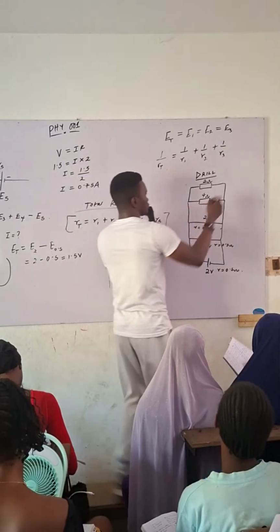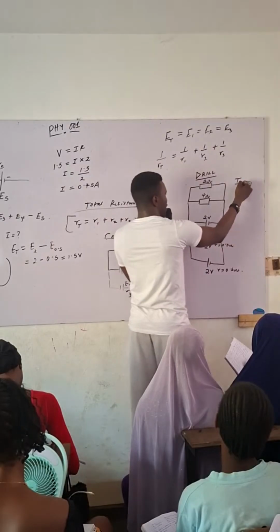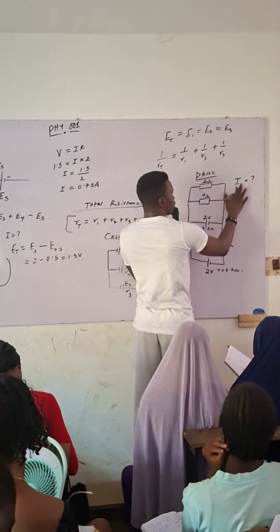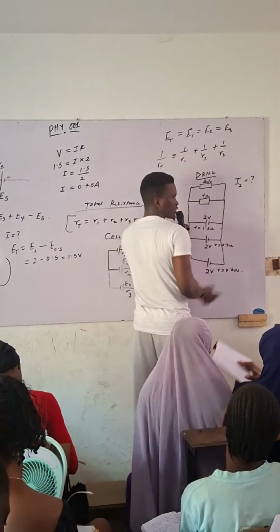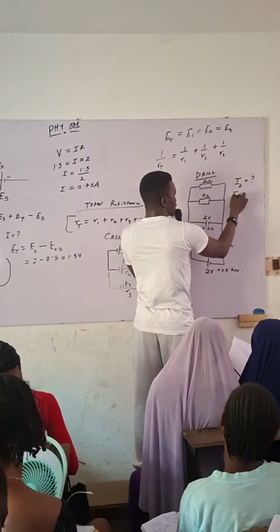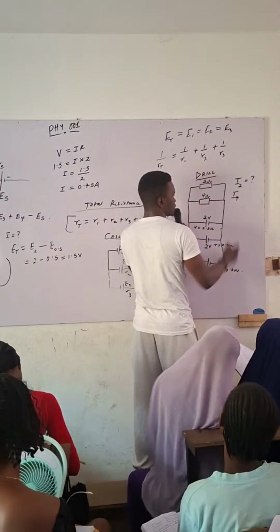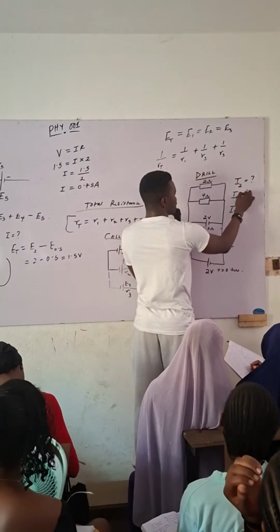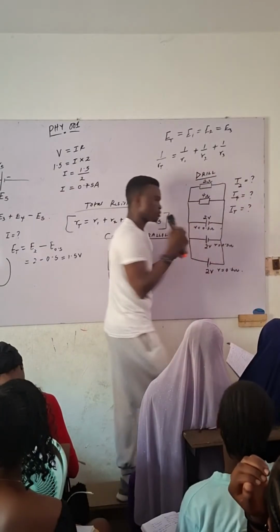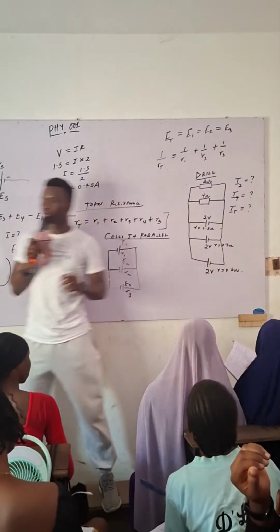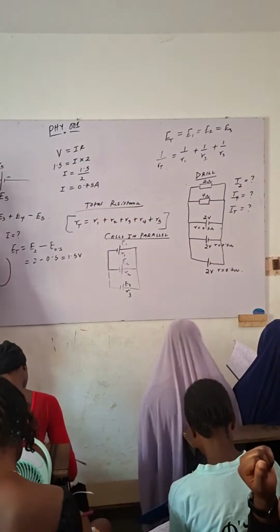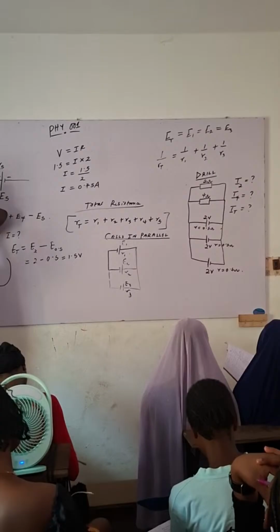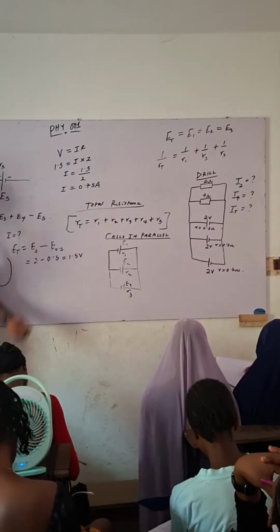I1, you are going to calculate the current flowing through the 2 ohms. We are going to calculate the current flowing through the 4 ohms. We are going to calculate the total current flowing in the circuit. Those are the questions you have to do. So we are going to calculate the effective current in the circuit. So look at it. What do you have?